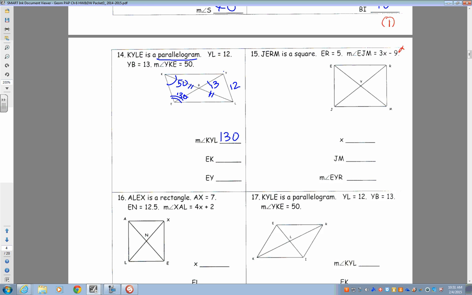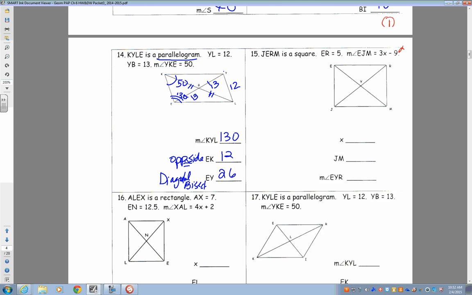Then they also want us to find the length of EK. EK is a side. So what do we know about the sides? Yes, so this one is opposite sides congruent. So that means that EK is also going to be 12, correct? And then they want us to find EY. What does EY represent? The diagonals. The diagonals, and I spelled that wrong, bisect. So if I know it's 13, then it's also 13 on the other part. So what's the length of the diagonal? 26. Do we have any questions on what we're doing here?